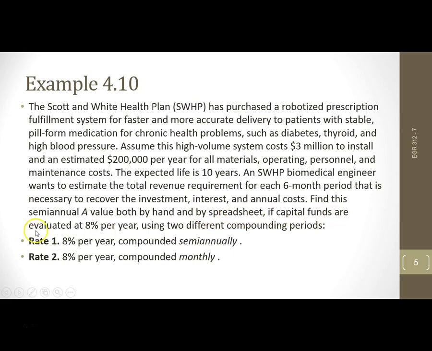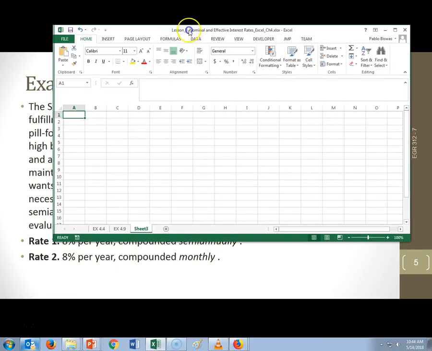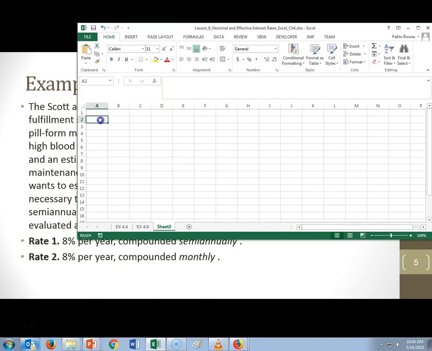If the capital funds are evaluated at 8% per year using two different compounding periods. Number 1, 8% per year compounded semi-annually, and number 2, 8% per year compounded monthly. So let's open Excel and see what we are going to do in this particular case. First of all, let's set up everything. The nominal interest rate is given to us. Nominal per year.